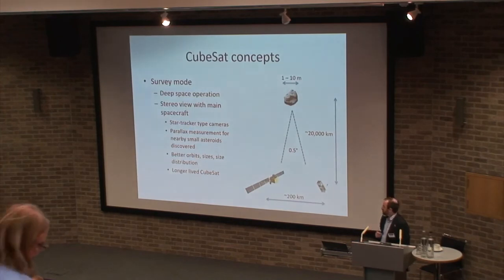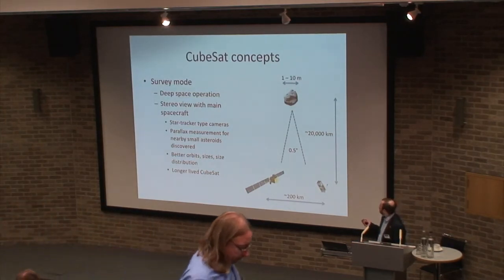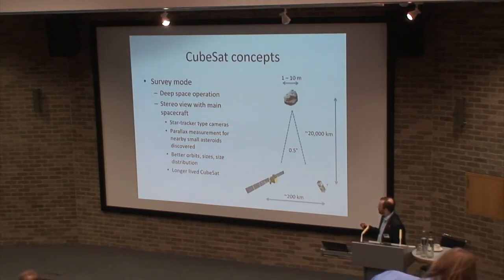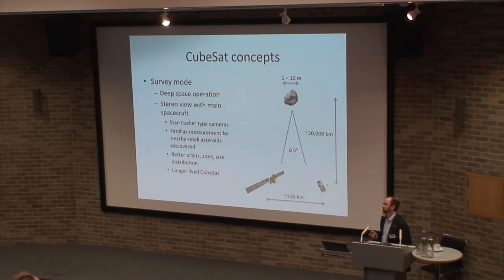And then the last concept which I wanted to mention is that you can also do things with deployable CubeSats when you're in survey mode rather than flyby, where you can have a deployable camera where the view between these things would allow you to get some parallax. So this is in our discovery of these small 1 to 10 meter asteroids, which are a few tens of thousands of kilometers away from the spacecraft typically. If you have a little CubeSat release that's some hundreds of kilometers away, it gives you a parallax and allows you to measure the distances to the small things you're discovering much better. So that might also be an interesting thing to do.